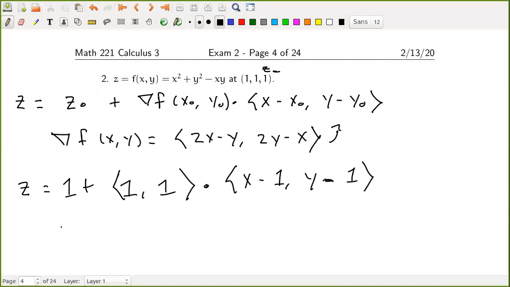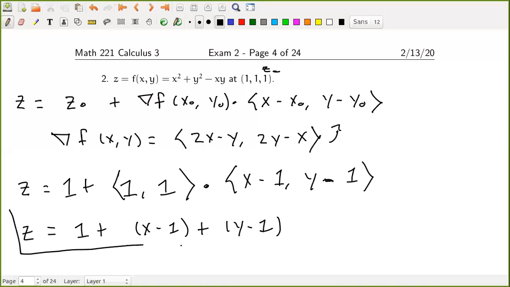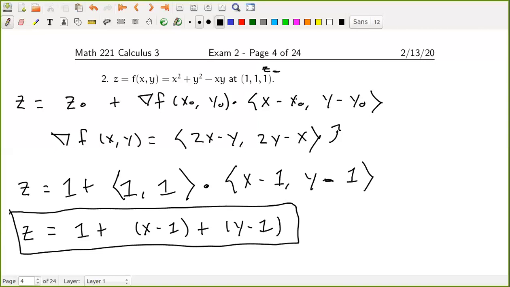And really, you should just expand this out unless there's a reason not to. So this is 1 plus x minus 1 plus y minus 1. And let me just write the z here again. And so this is the final answer. This is the tangent plane to the surface at the given point.